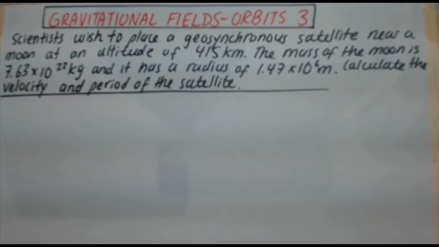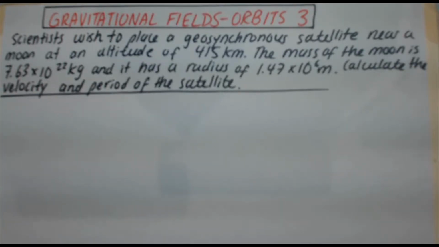Hey guys, let's do another orbits question for gravitational fields. Scientists wish to place a geosynchronous satellite near a moon at an altitude of 415 kilometers. The mass of the moon is 7.63 times 10 to the 22 kilograms, and it has a radius of 1.47 times 10 to the 6 meters. Calculate the velocity and period of the satellite.